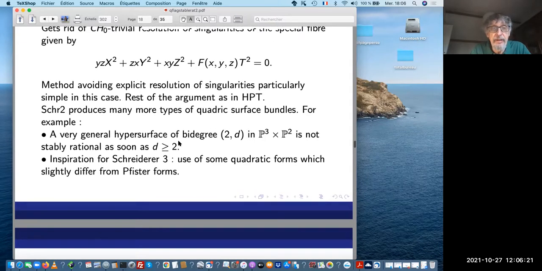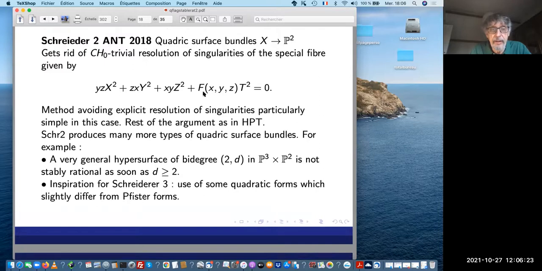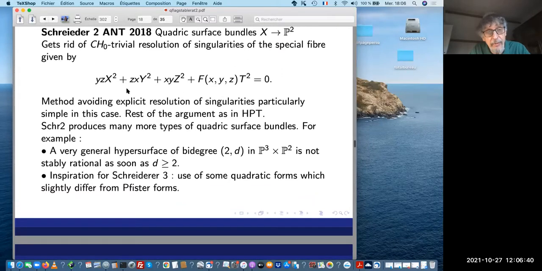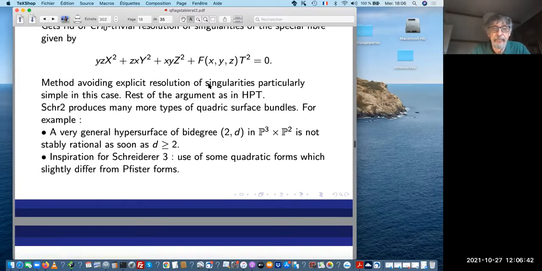But what's important is that this paper gives some inspiration for the next paper, Schreieder 3, because here, for the first time, you see something. This is not a Pfister form, okay? It becomes a Pfister form if you extract the square root of this, but it's not a Pfister form to start with. But somehow it's close to a Pfister form, okay?